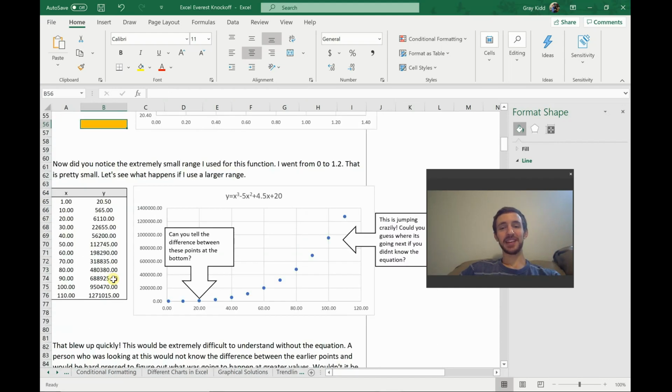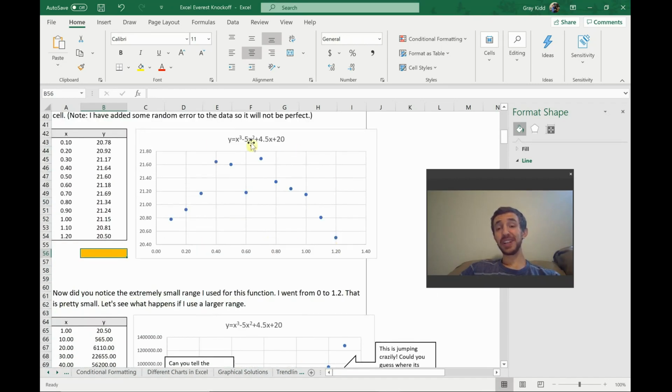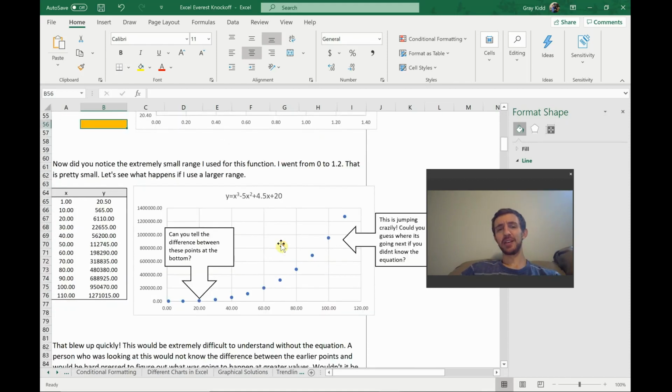Okay. So now if you look at it right here, this was a really small range. That was from 0 to 1.2. What happens if you expand that range a little bit? What you're going to see is that it jumps up incredibly. Like if you look right here, can you actually tell the difference between these 3 points? They're not all 0, and yet they all look like 0 because it's jumped so much. In fact, this number right here is 6,110. You can't tell it's not 0. And also, this is jumping like crazy. You can't really guess where it's going to go next.